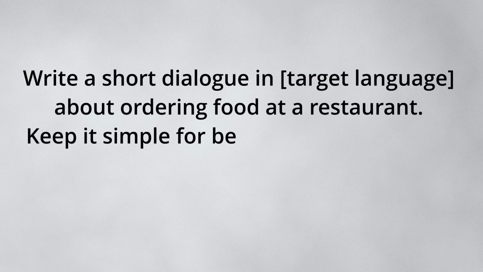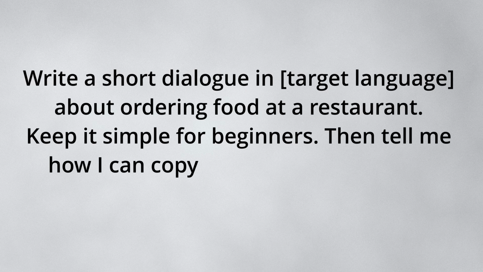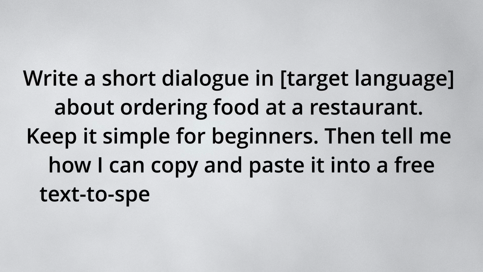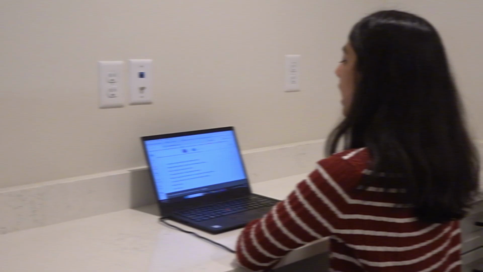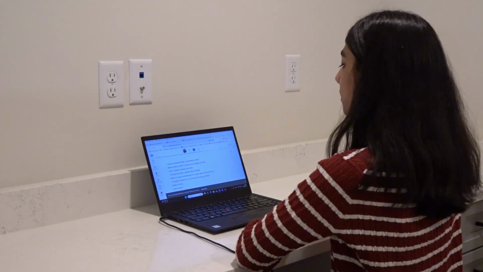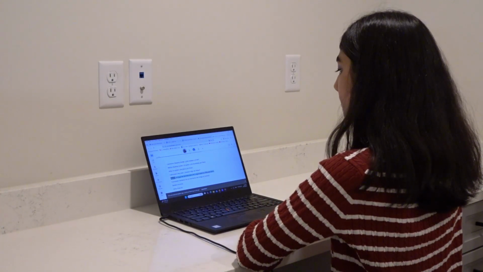Now let's train your ear. Ask ChatGPT to write you a dialogue for a specific situation and use a text-to-speech tool to learn the right way to say it. You could say, "Write a short dialogue in target language about ordering food at a restaurant. Keep it simple for beginners. Then tell me how I can copy and paste it into a free text-to-speech tool to listen and repeat." Hearing these sentences in a native accent helps you to match the rhythm, tone, and pronunciation.